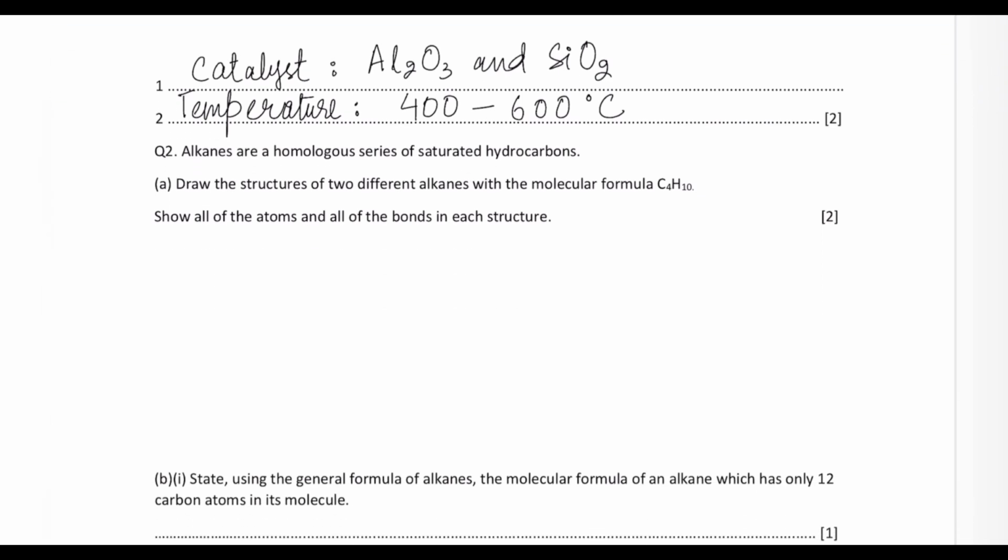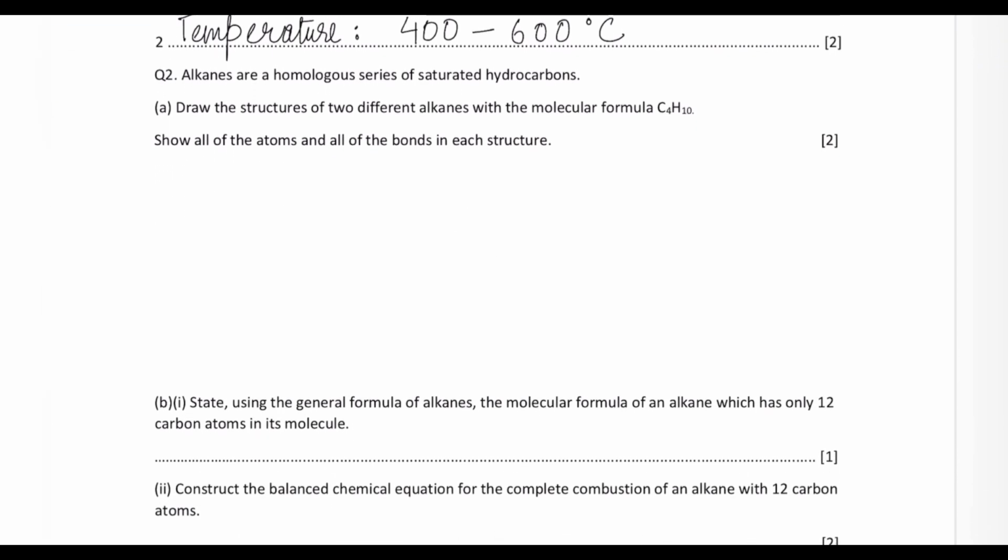Next question is, alkanes are a homologous series of saturated hydrocarbons. Draw structures of two different alkanes with the molecular formula C4H10. Show all the atoms and all the bonds in each structure. This means we have to draw the displayed structures with the molecular formula C4H10. So the first structure will be a straight chain structure with 4 carbon atoms, and the rest of the bonds will be made with hydrogen atoms.